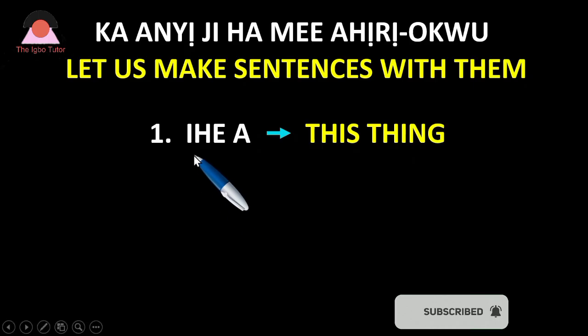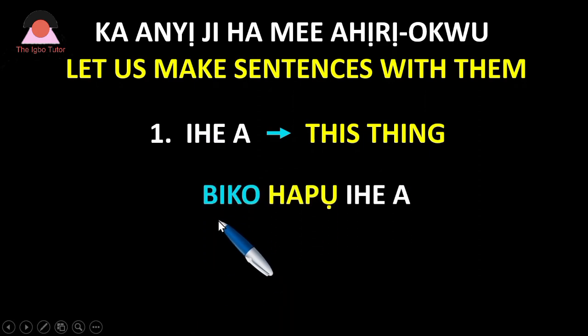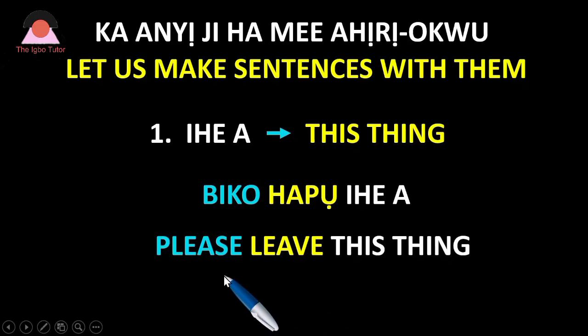We begin with IHE, this thing. Let's have it in a sentence. Biko hapu IHE-a. Please, in pronunciation, remember the A sound must be distinct, but don't separate it so much. Don't say IHE-a. It is IHE-a, but the A sound must come out to make it distinct. Biko hapu IHE-a, which means in English, please leave this thing.